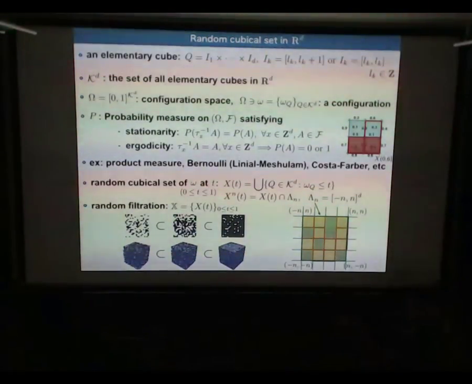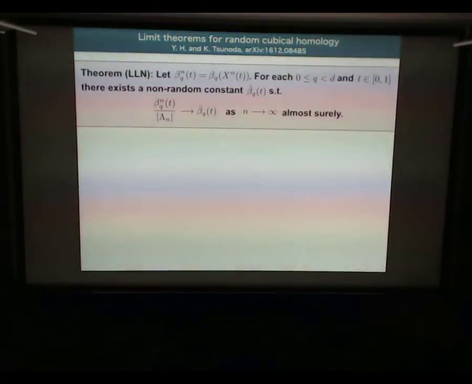Under this setting, one of the results about the scaling limit is the law of large numbers for Betti numbers. The statement says: let beta_n be the Betti number of the restricted cubical set. Then for each dimension q of the Betti number and each time t, there exists a non-random constant beta hat such that the restricted Betti number normalized by the Lebesgue volume of the window converges to this constant as n goes to infinity almost surely. Since n is going to infinity, we are considering the scaling limit of the Betti numbers, and in this sense this is regarded as a law of large numbers for the Betti numbers.